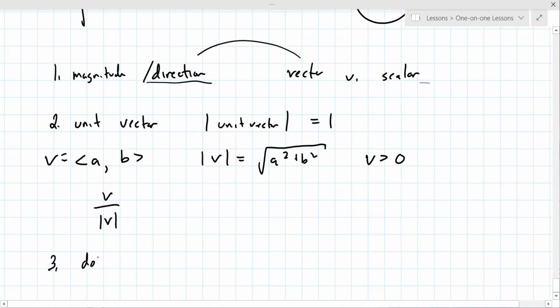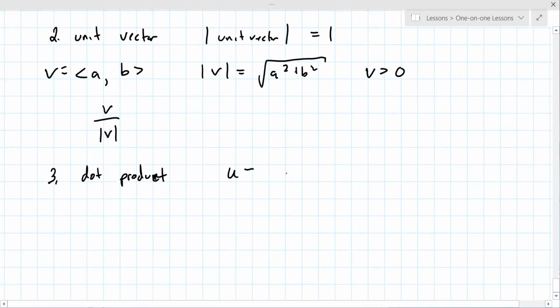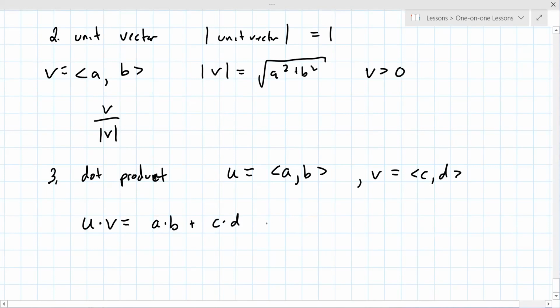And then we talked about the dot product. So for the dot product, you have to have two vectors, u equals a and b, and then we'll say v equals c and d. The dot product u dot v is equal to a times c plus b times d. And this equals a number. This is always a number.